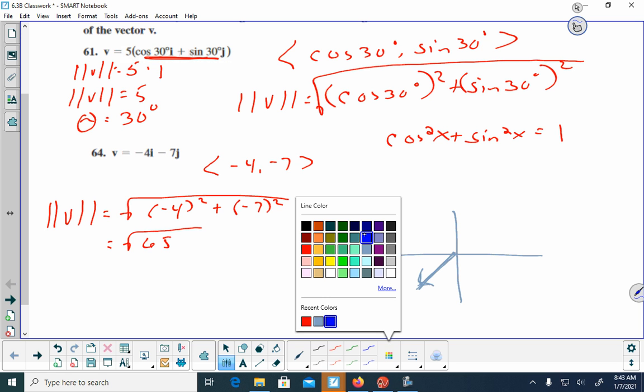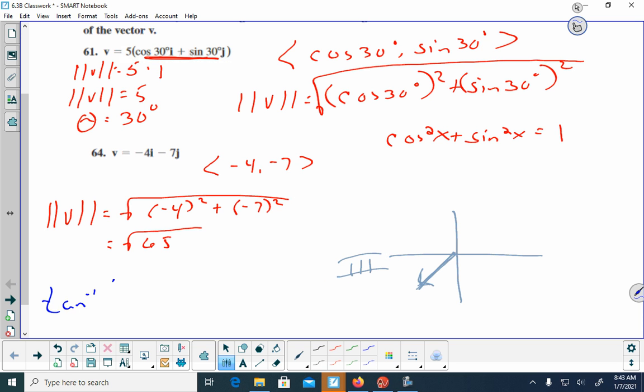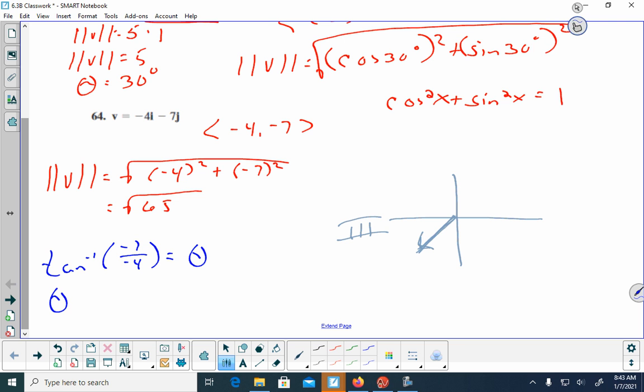When I go and do the work, I'm going to do the inverse tangent of b, which is -7, over a, which is -4, and that's going to equal my theta. When I first put that in my calculator, I get a radian measure of 1.05, which changes to 60.3 degrees. So I get this angle here, which is 60.3 degrees, which is in the first quadrant. I want the angle that goes in the third quadrant, so I want this angle here.